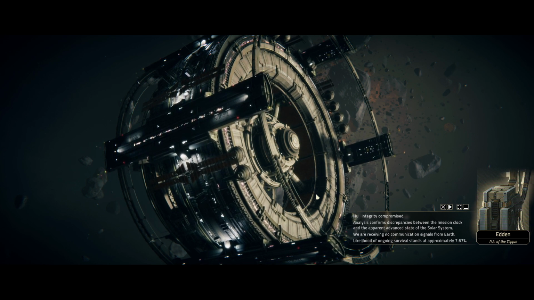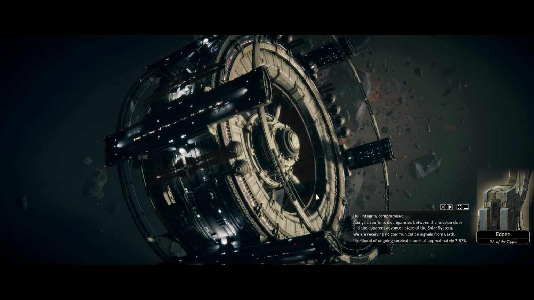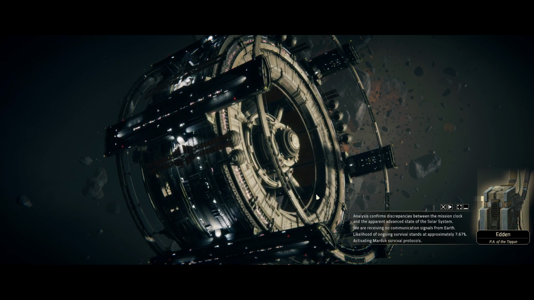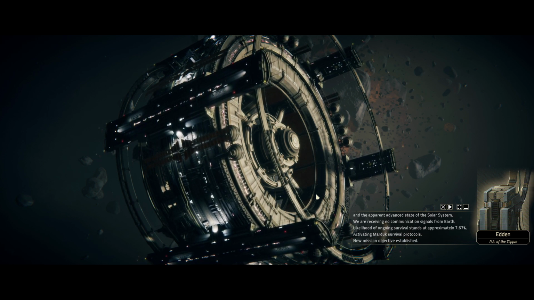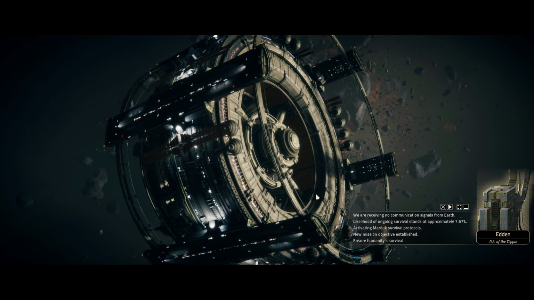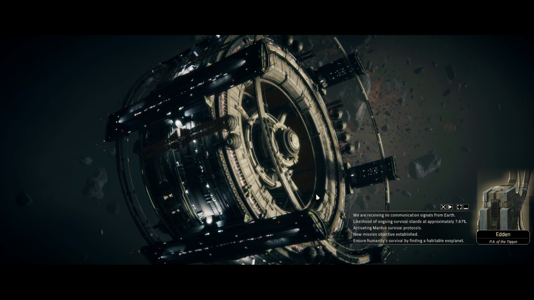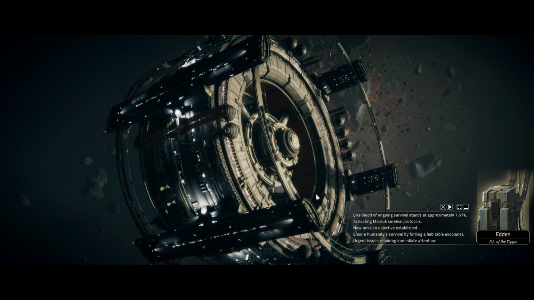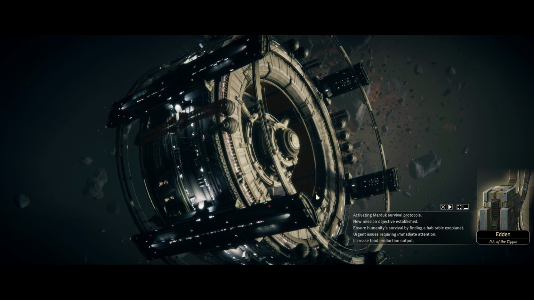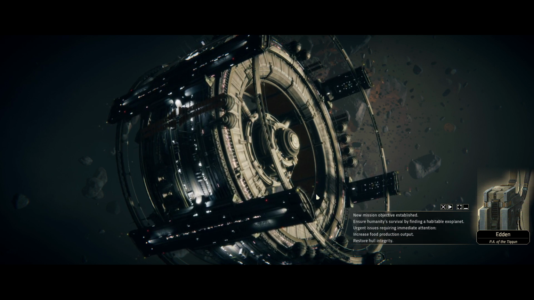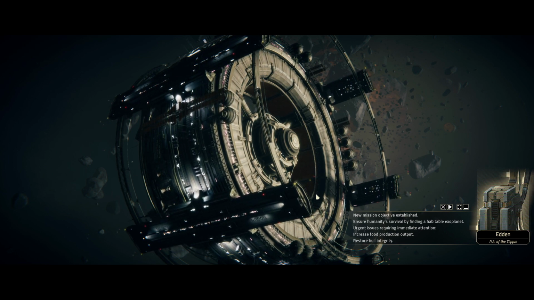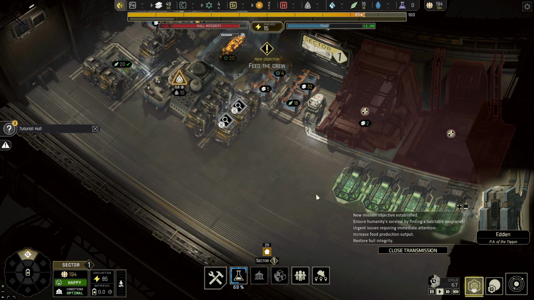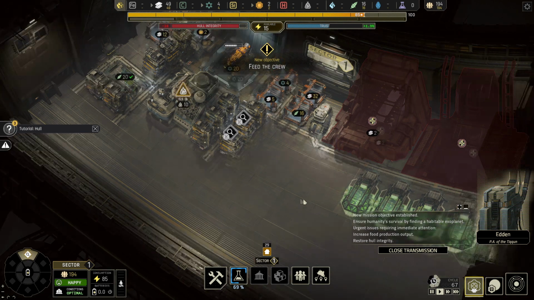Likelihood of ongoing survival stands at approximately 7.67%. Activating Marduk survival protocols. New mission objective established. Ensure humanity's survival by finding a habitable exoplanet. Urgent issues requiring immediate attention. Increase food production output. Restore hull integrity. Administrator, a new request awaits your attention.